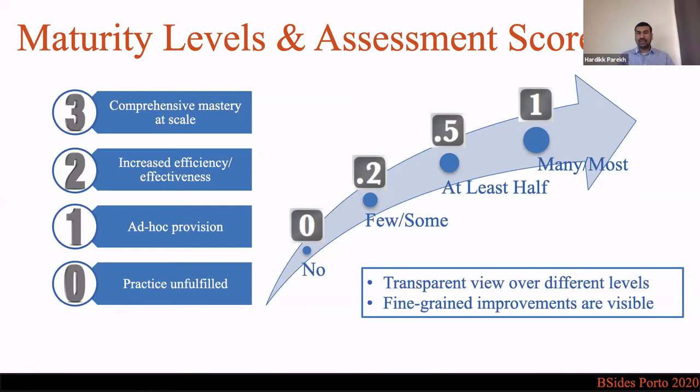These are: no implementation, implementation across few or some projects, implementation across at least half of the projects, and implementation across many or most projects. So as you can see, this is not like yes or no. When you do the assessment, many of the models will ask, do you do this security activity, yes or no? It's like a check mark, right? And we all know that in real life, the answer is somewhere in between. That's why we had to create these four levels of assessment scores.